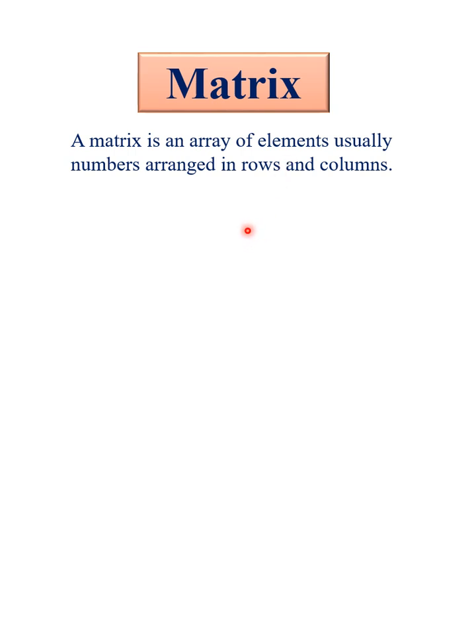We have an interesting topic here, matrix. In this video, we are going to look at the concept of matrix in a simplified form. First of all, what is a matrix? A matrix is an array of elements, usually numbers, arranged in rows and columns.